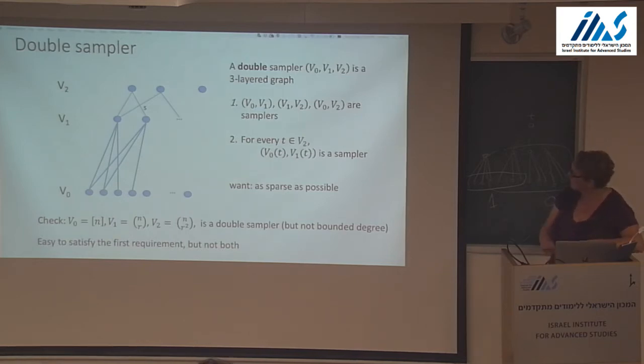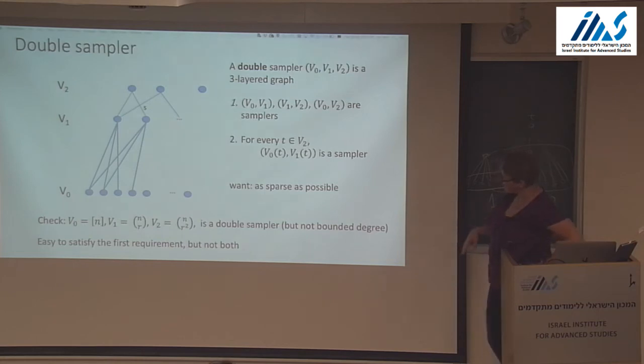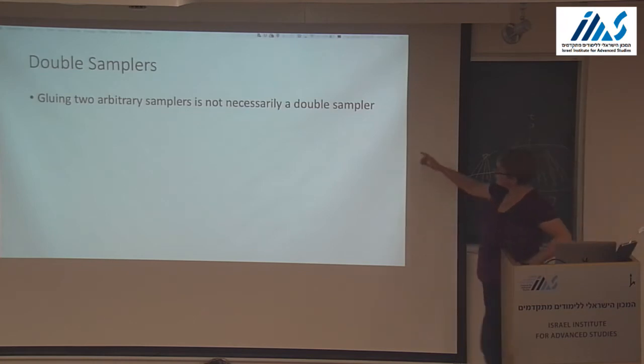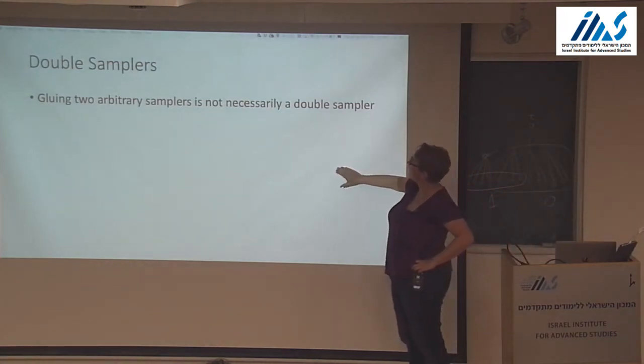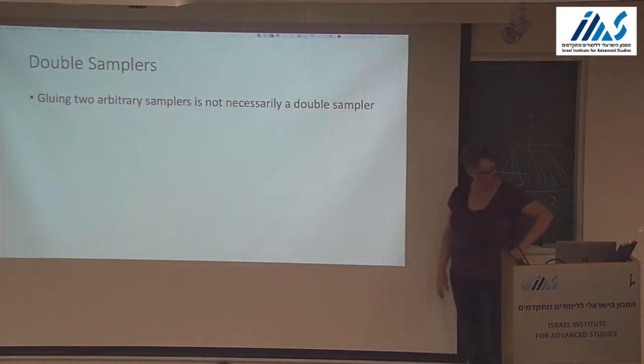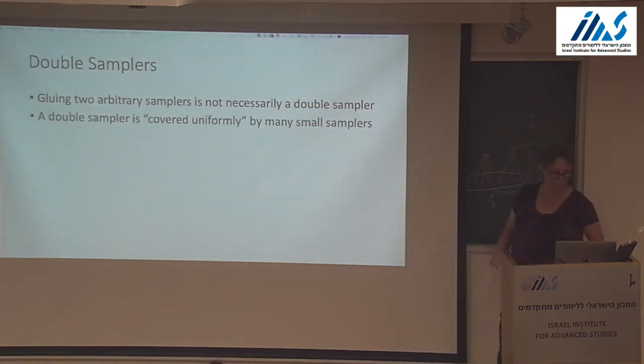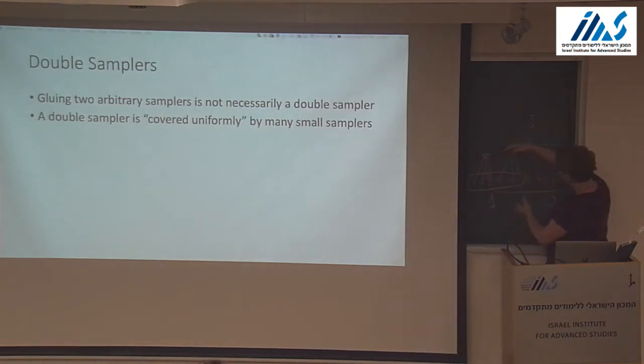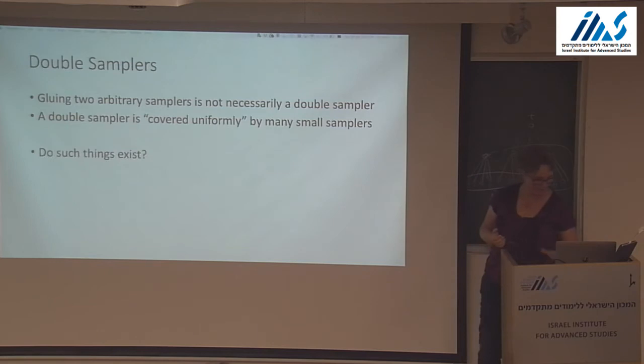Okay, so we said it's easy to satisfy one requirement, but not both. I said already that gluing two samplers, one on top of the other, will not be good. As far as I know, I don't know how to do it. One interesting feature that you have here is that in a double sampler, the bottom layer, for every T, what you see is itself a sampler. So it's globally a sampler, and also there are many local pieces that are samplers, and they're all spread around uniformly. Maybe we'll see it when we see how we use it.